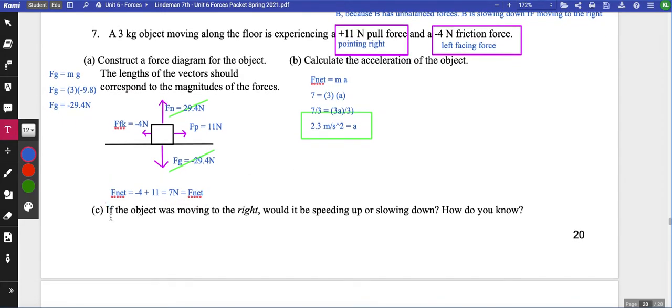Going down to C, if an object was moving to the right, would it be speeding up or slowing down? Okay, so if we're moving to the right, are we moving with the net force or are we moving against the net force?